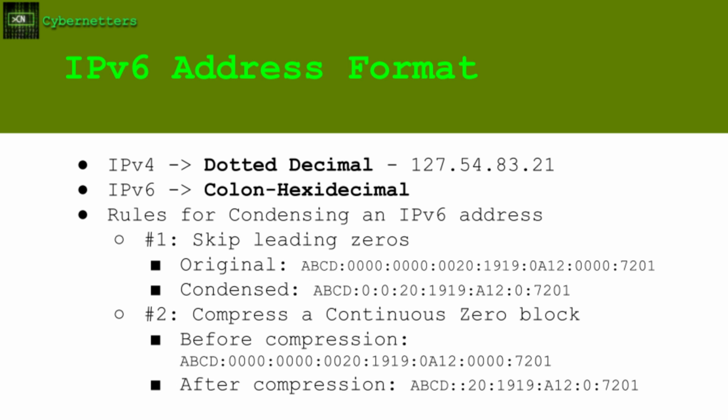Rule number 2 is to compress a continuous zero block. If an IPv6 address contains a sequence of consecutive zero blocks, you can replace them with 2 colons, but it can only happen once per address. As you can see in the image, the double colon replaces the longest sequence of consecutive 0000 groups.